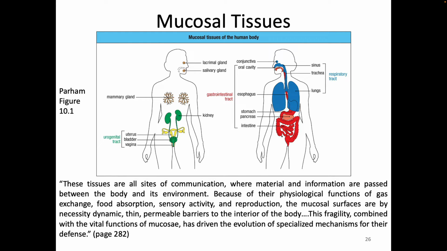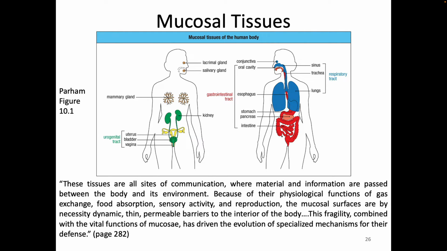And so you can't just have a gigantic wall. I mean, the skin is a gigantic wall in a lot of ways. But these have to be able to let stuff in. So you can see, because of their functions of gas exchange, food absorption, sensory activity, and reproduction, they're by necessity dynamic. So they've got to be able to change quickly. They have to be relatively thin, and they have to be relatively permeable. And how in the world you defend in those kinds of areas can be a real challenge.